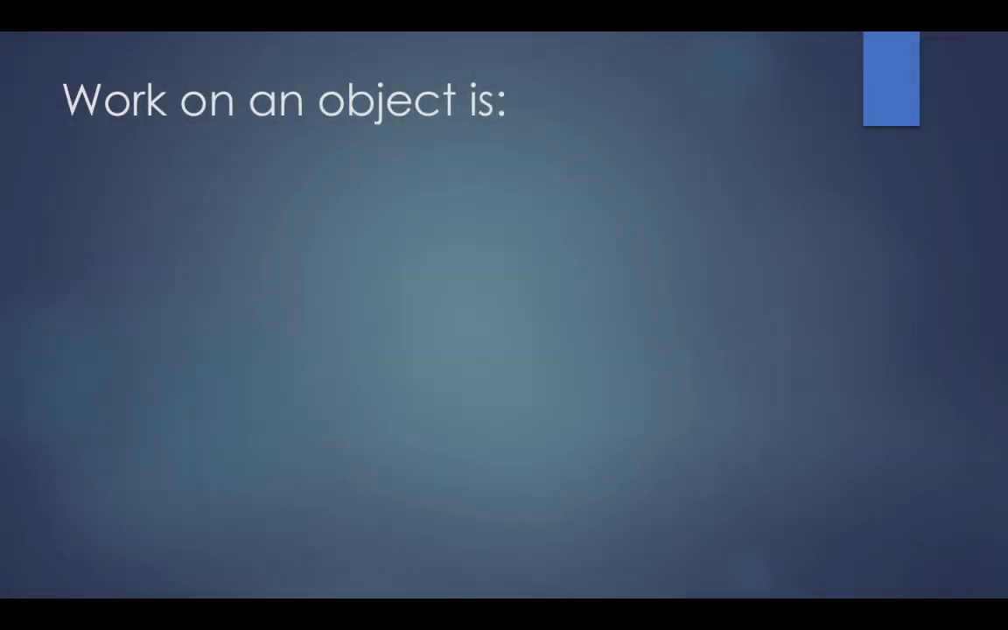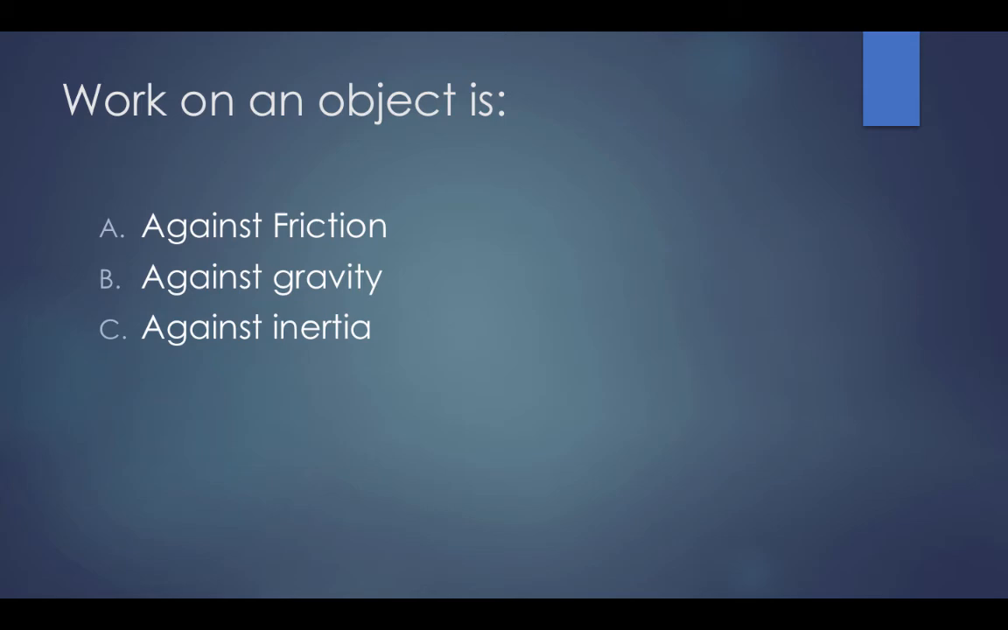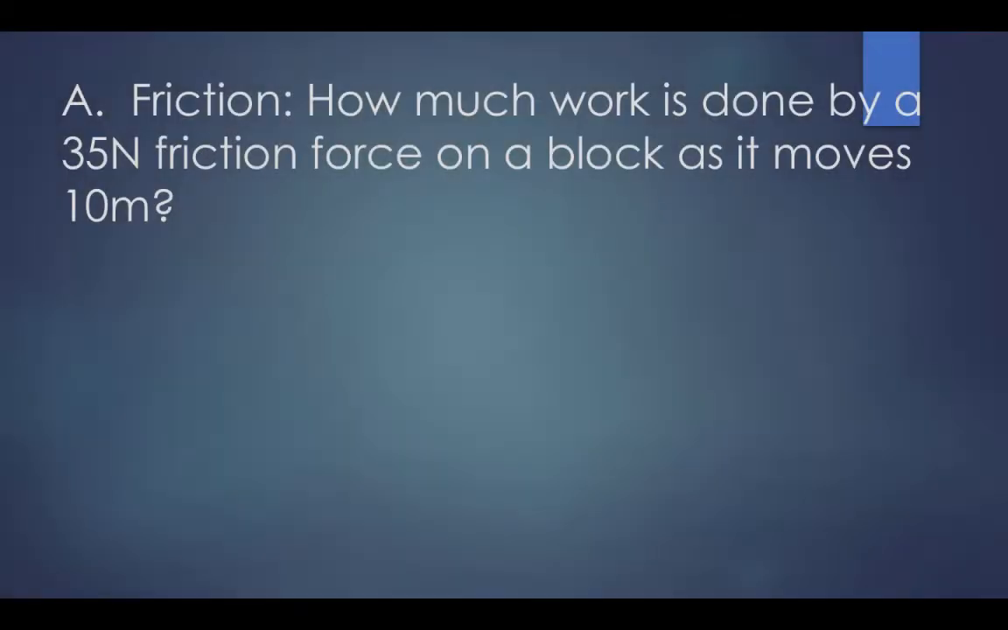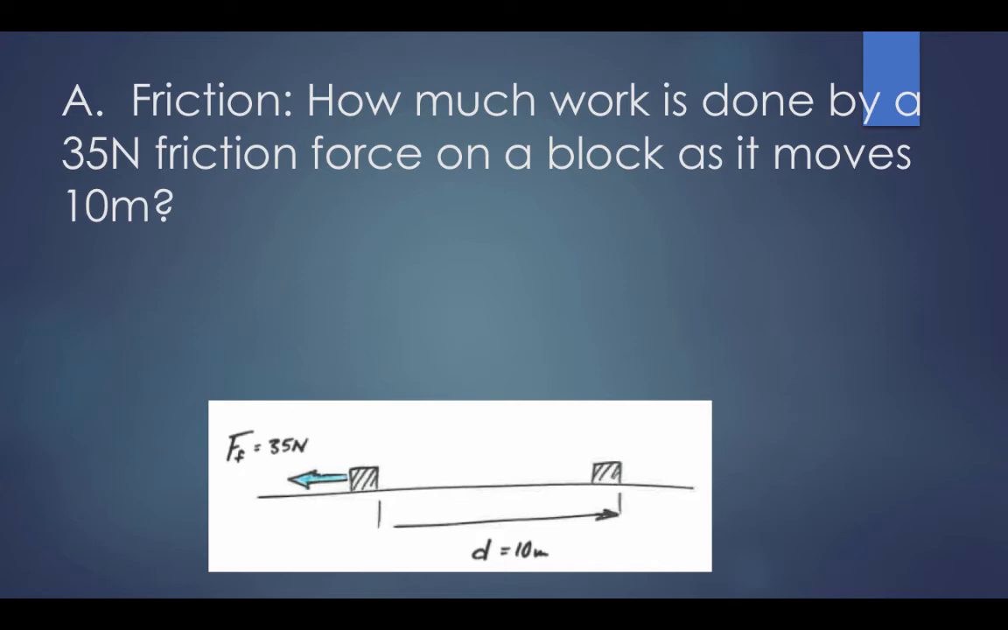Work done on an object is to overcome friction, gravity, and inertia. Let's look at an example of each one. Work against friction. How much work is done by a 35 Newton friction force on a block as it moves 10 meters? Here's an illustration of the problem. Note there may be an applied force to the right, which is doing work to move the object to the right, but this problem looks only at the friction force that opposes motion. Friction force does work against motion.